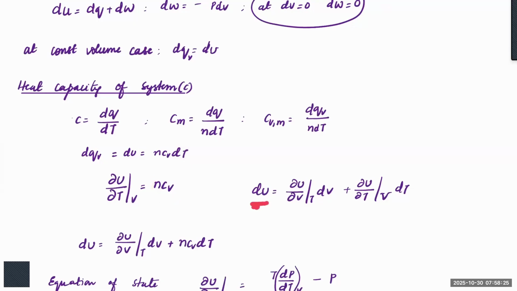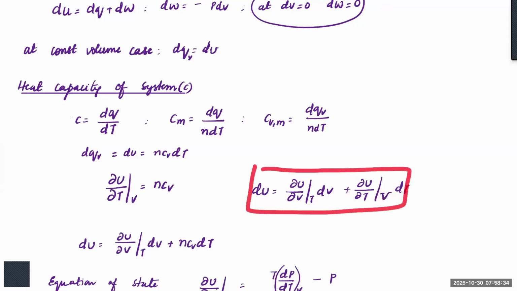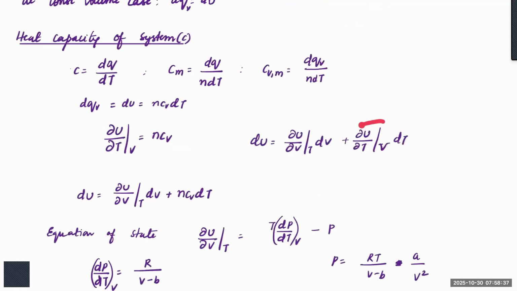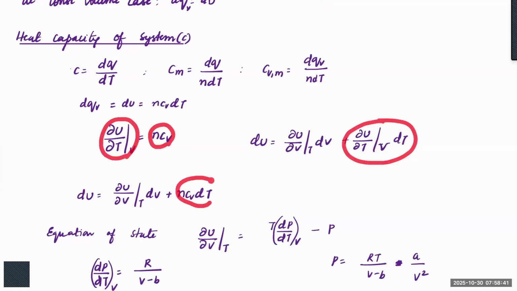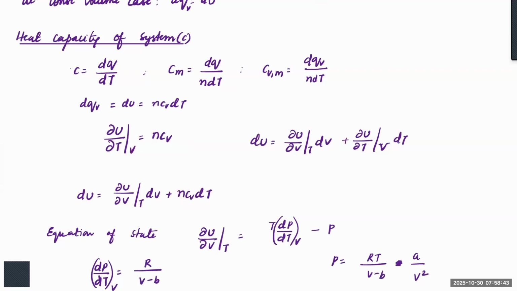So dU is equal to (dU by dV at constant T) dV plus (dU by dT at constant V) dT, correct? This is how the exact function we can write it. And now you notice that dU by dT at constant V can be written as n C_V. So we can write it as n C_V dT. So basically, I would suggest you remember the equation more in this format, as it will be the more useful format. dU is equal to (dou U by dou V) dV plus n C_V dT.